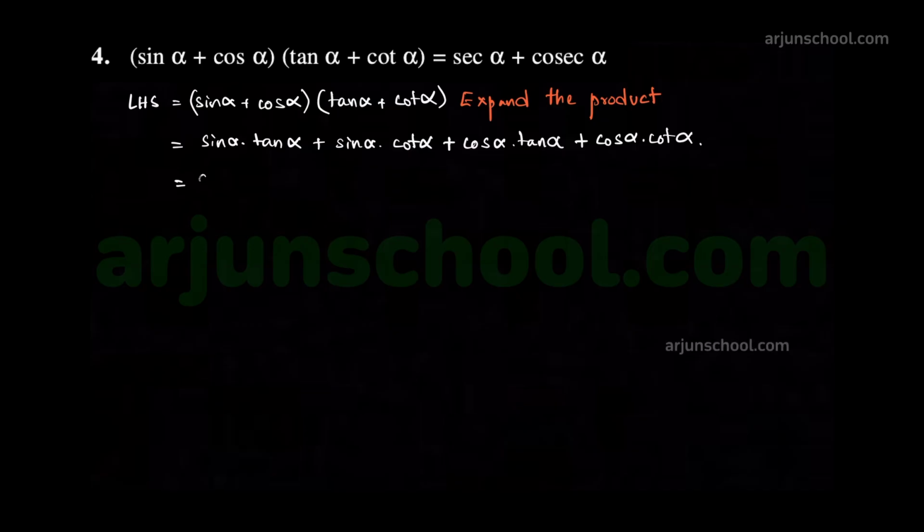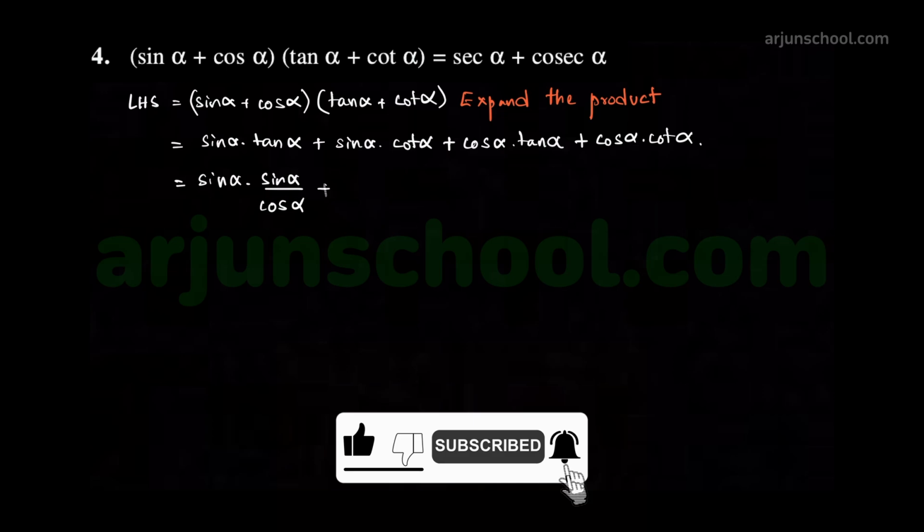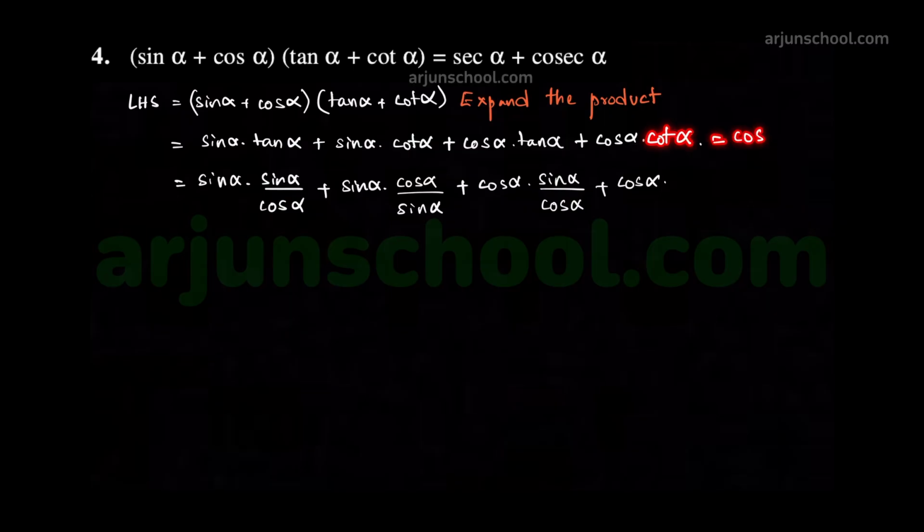That is equal to sin alpha into tan alpha, which can be written as sin alpha by cos alpha, plus sin alpha into cot alpha, which can be written as cos alpha by sin alpha, plus cos alpha into tan alpha, which can be written as sin alpha by cos alpha, plus cos alpha into cot alpha, which can be written as cos alpha by sin alpha.